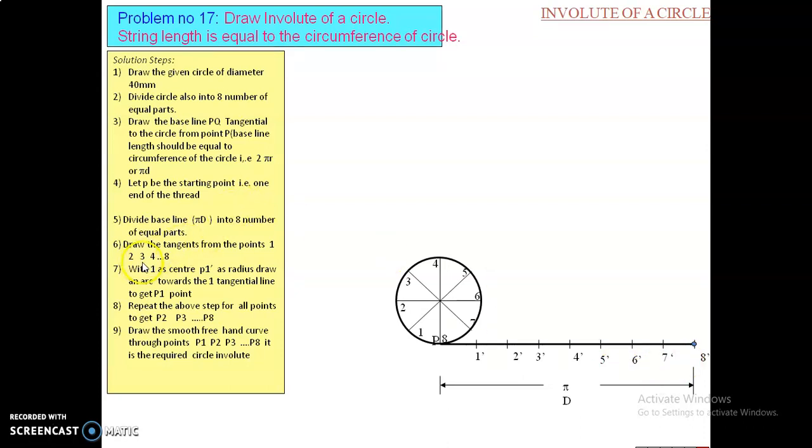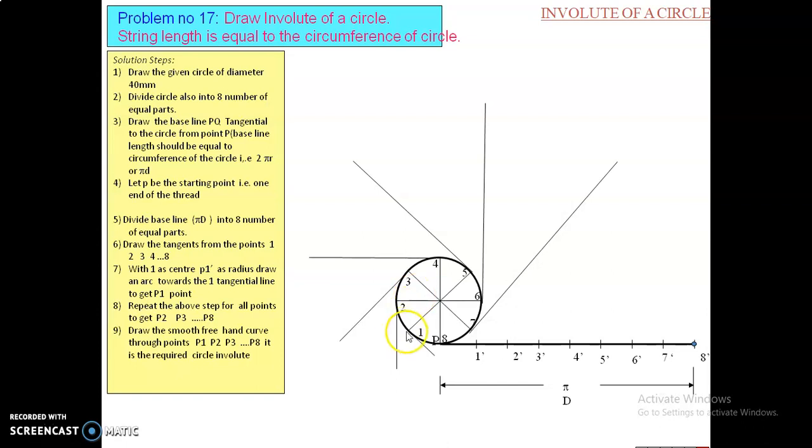Next, draw the tangent lines from the points 1, 2, 3, 4 and so on up to 8. Draw the tangent line from point 1, from point 2, from point 3. These are the tangents for the circle. Draw another tangent line from point 4, then from point 5, and similarly point 6 and point 7. The point 8 is already completed. These are the tangents for this circle.